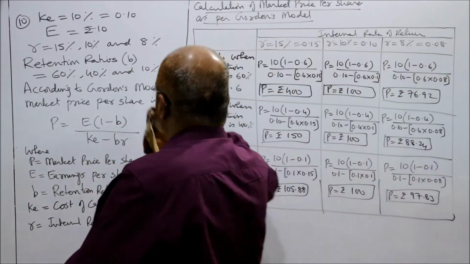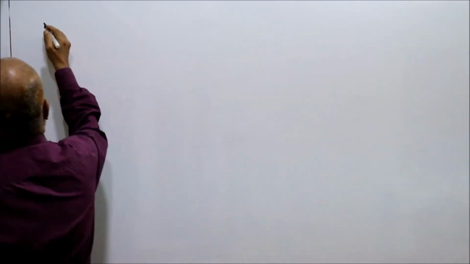Now we come to problem number 11. Now see the problem number 11. The following information is available in respect of a growing firm for determining its optimum dividend policy. Rate of return on investment is 16%. Cost of capital KE 10%, EPS 30 rupees. Calculate the value of the share according to Gordon's model if the payout ratio is 50%, 60% and 100%.